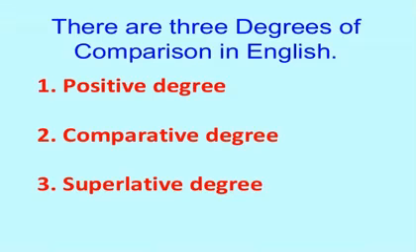There are 3 degrees of comparison in English. First is positive degree. Second is comparative degree. Third is superlative degree.